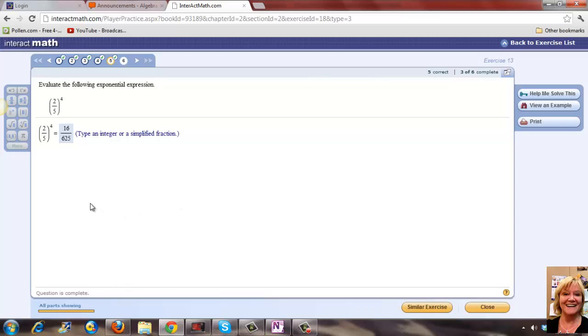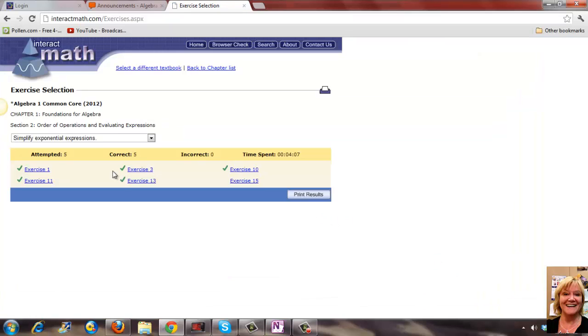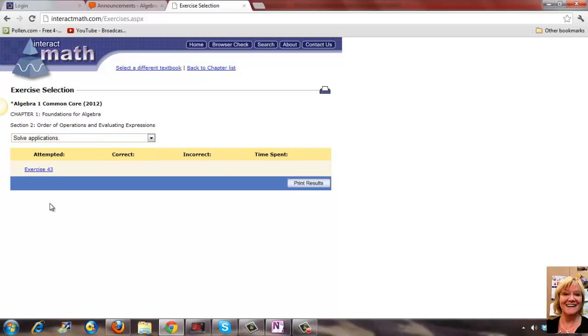Okay, so work your way through these problems, and you can see I've got 3 out of 6 complete, and of all the ones I've tried, in the end I've got 5 correct. So that's good. If you want a similar exercise, you can click down here on the yellow button which says similar exercise, but when you're all finished, you can press close and it'll bring you back to the chapter sections. So if you click on the down button, it'll give you different sections of that section. So this one's simplifying expressions, one's evaluating expressions, and the last one is solving applications. So that would be the hardest one, and there's only one of those there.